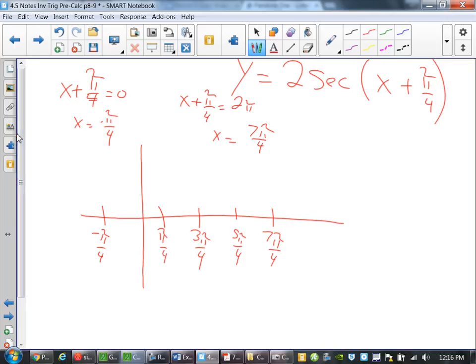Our A value is 2 all the time. Cosine starts at your A value, cycles through. And now your inverses. The inverse of 2.